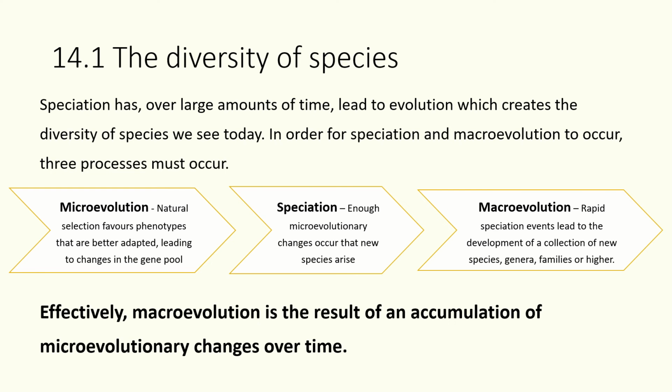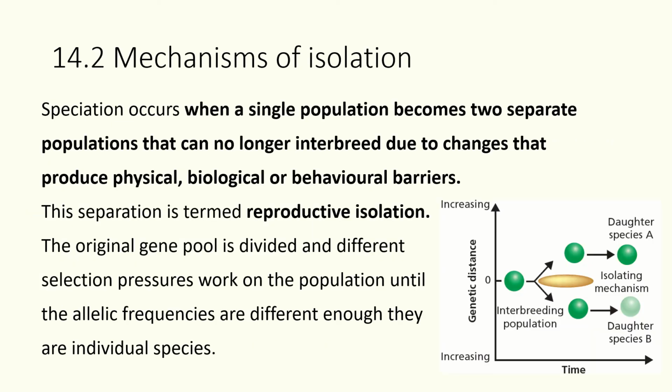Macroevolution is when speciation events lead to the development of a collection of new species, genera, families, higher taxonomic orders as well. So speciation is the result of lots of microevolution, and macroevolution is when we're looking at how a group, a taxonomic group, has evolved through speciation events. So reproductive isolation is the key here. How do we get reproductive isolation? That's what we want to know. How do we get to that point?